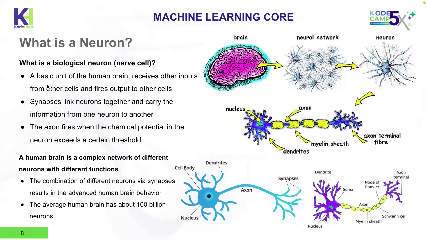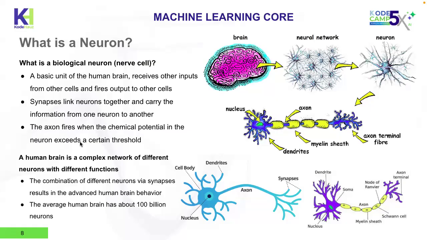So the basic unit of the human brain, the neuron, receives inputs from other cells and fires output to other cells. The synapses link the neurons together and carry the information from one neuron to another. The axon fires when the chemical potential in the neuron exceeds a certain threshold.